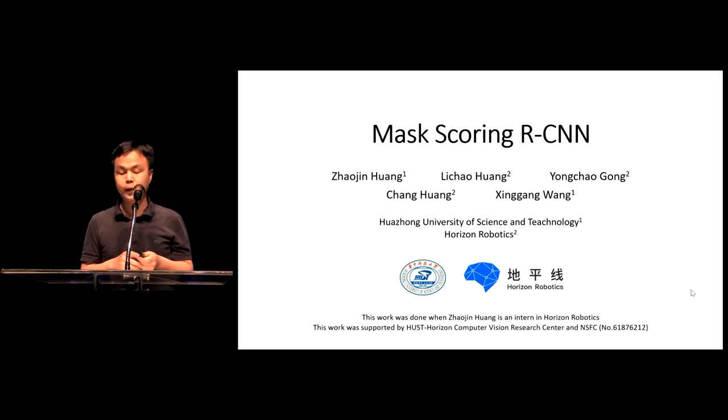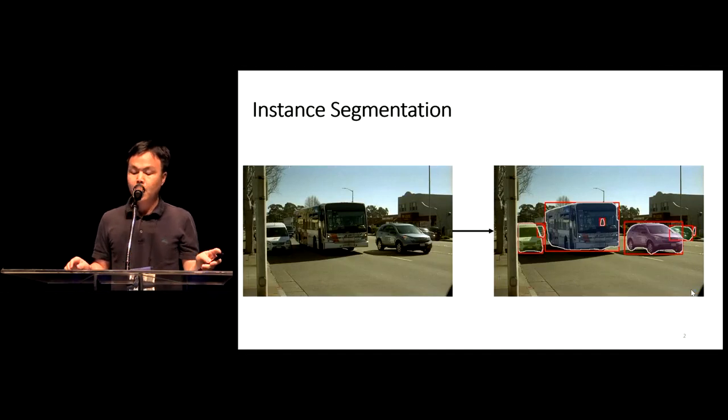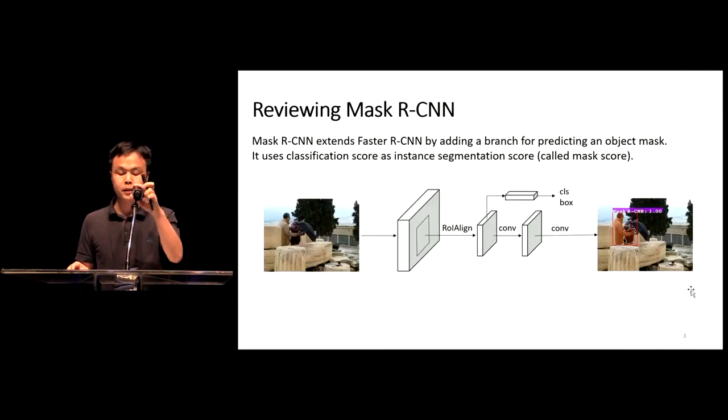The title is Mask Scoring R-CNN. We work on the problem of instance segmentation. Our method is based on Mask R-CNN, which extends Faster R-CNN by adding a branch for predicting the object mask. It uses the classification score as the instance segmentation score, termed the mask score.